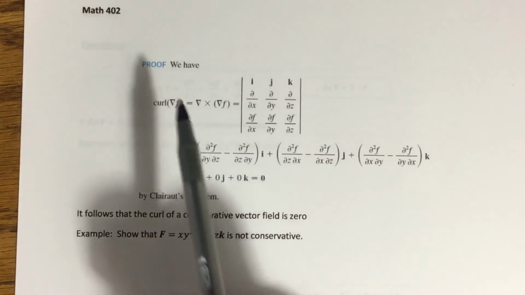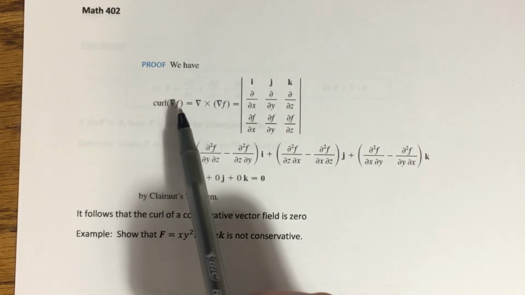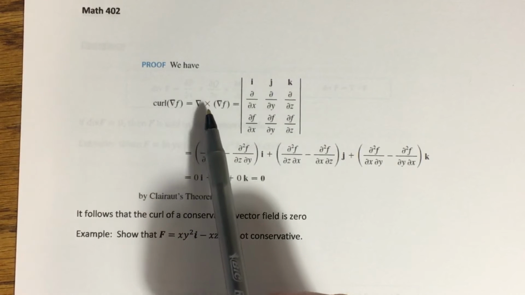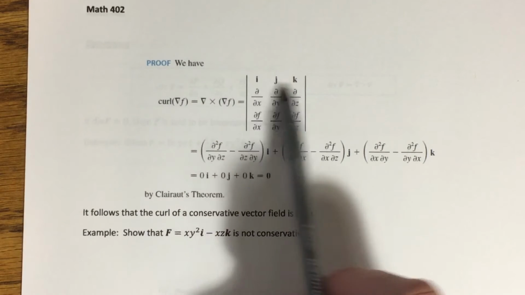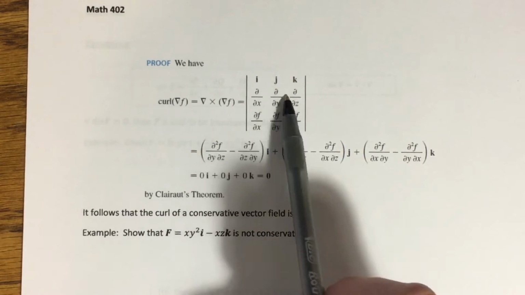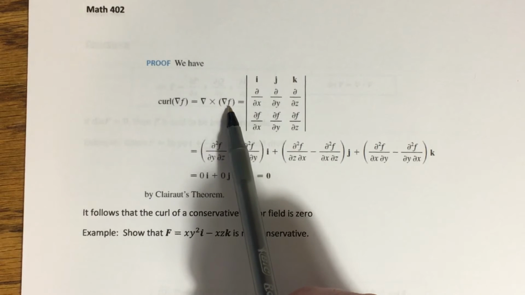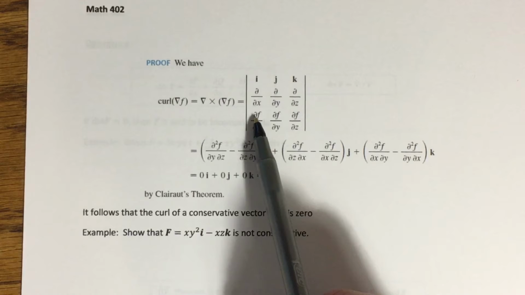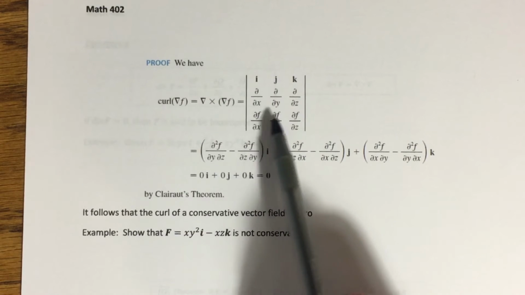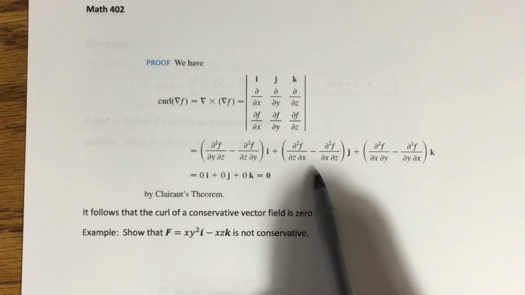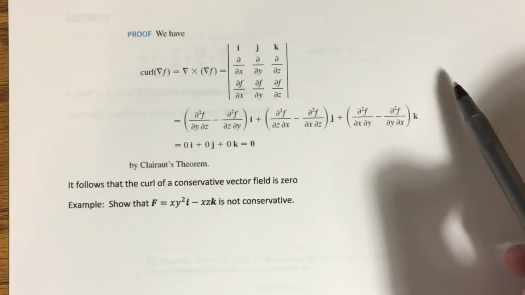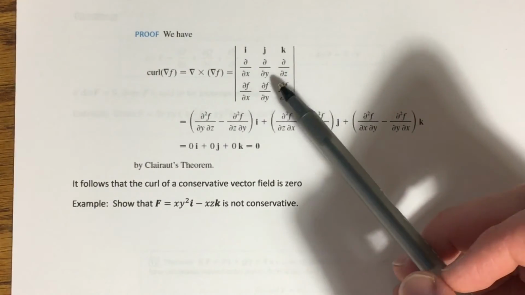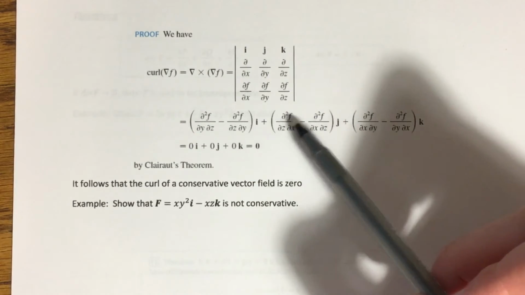So if we wanted to take the curl of the gradient of some function f, that's del cross del f. Okay, so the first two rows in my determinant look as they do here. Remember, if I'm taking the gradient of f, then the components of that gradient are going to be the partial derivatives with respect to x, y, and z of our function f. Now, once we evaluate this determinant, these are the terms that are going to show up.